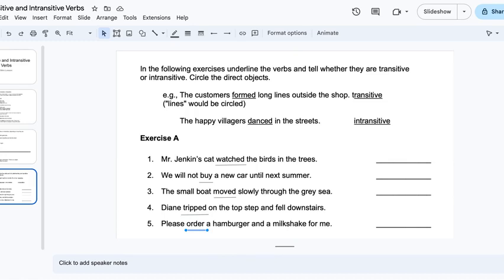Now, IXL sentences might be longer, but really you're going to follow the same process. Identify the verb and ask yourself who or what. If there's an answer, that's a transitive verb, and if there's no answer, that's an intransitive verb.